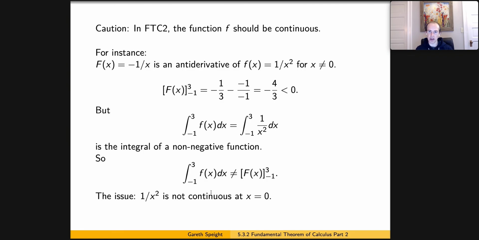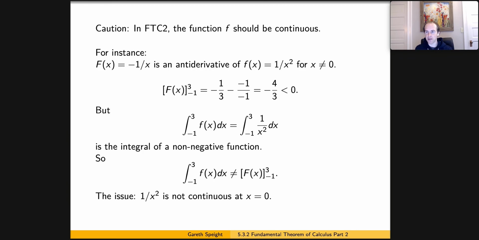And later we'll talk a little bit more about how we should handle integrals of functions that have asymptotes, like here 1 over x squared has a vertical asymptote at x equals 0. We'll talk about that later when we do improper integrals. But for now, if you're doing FTC part 2, make sure the function is continuous everywhere.